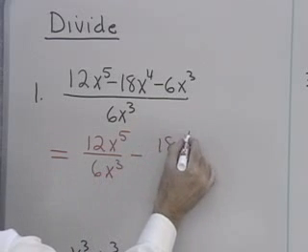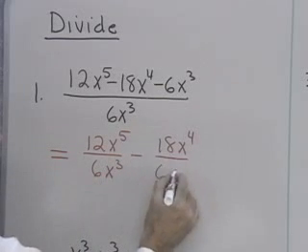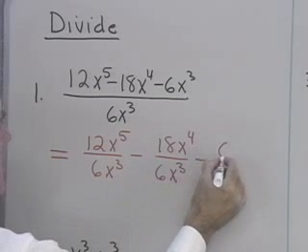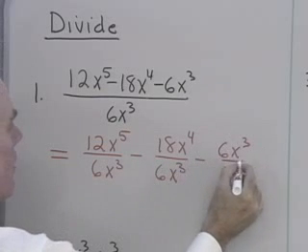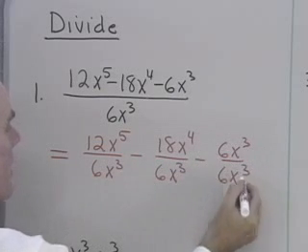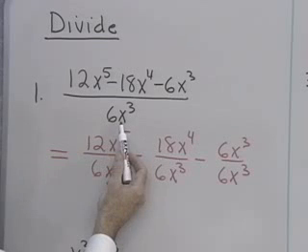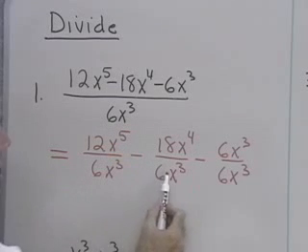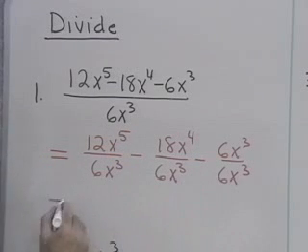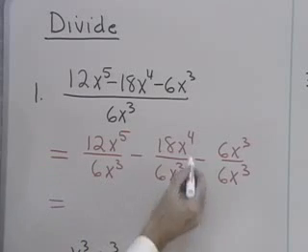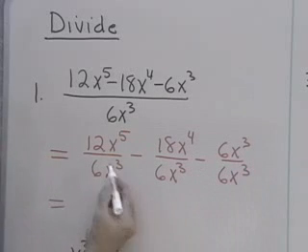So here I'm going to have 18x to the fourth over 6x cubed, and then 6x cubed over 6x cubed. So with this type of division, division by a monomial, what I do is divide each term in the numerator by that monomial. Then it's just a matter of simplifying each term individually.